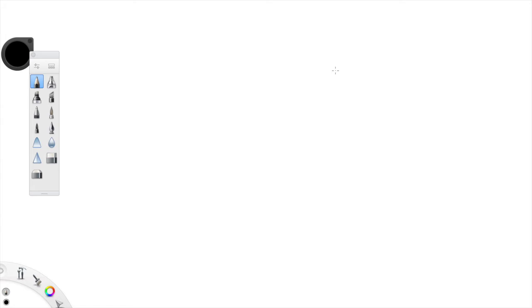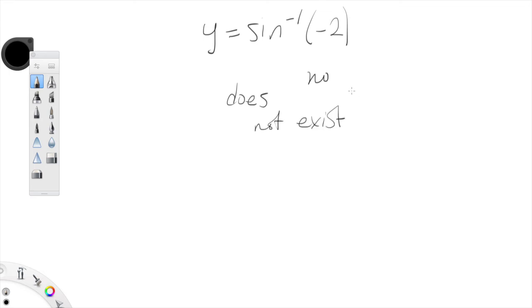And the last one in this bit, y equals arcsine of negative 2. Is there a trig value that is equal to negative 2? No, it does not exist. Remember that this is the same thing as y equals arcsine, so you're just reversing the trig value and the radian value.